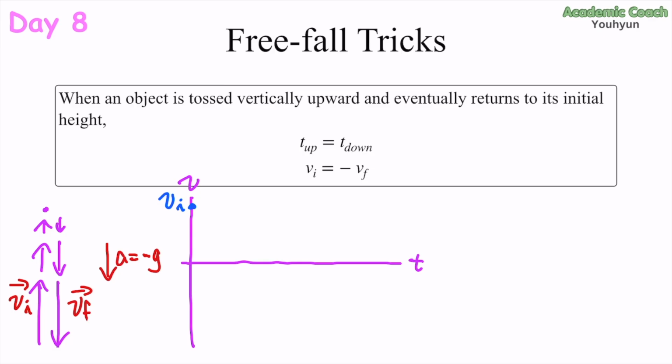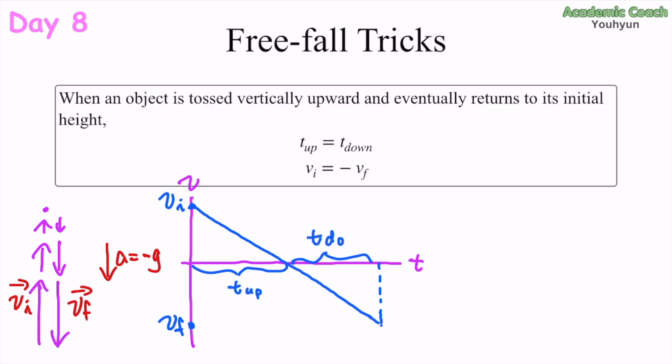And we know that acceleration is the rate of change in velocity, so it's shown as the slope on the velocity versus time graph. Constant acceleration means that the velocity versus time graph is a linear line. And since it's negative, this means that it's a linear line with negative slope. Now we know that this part represents t up and this part represents t down.